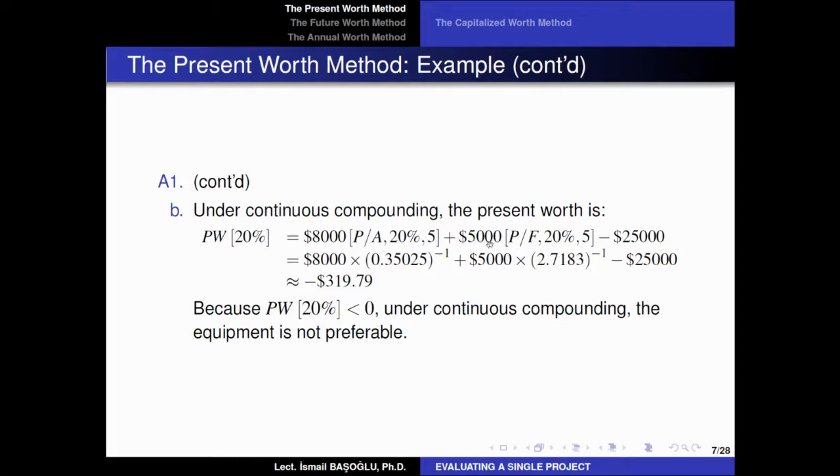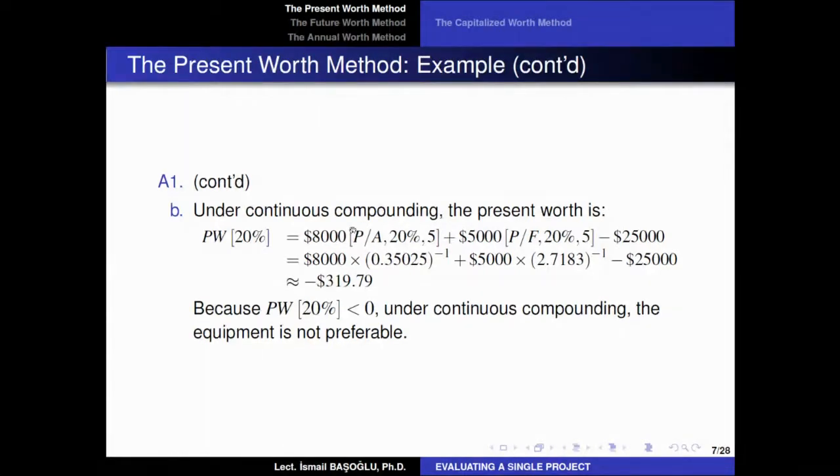Again, the final $5,000, which is paid at the end of the fifth year, is going to be multiplied with the single payment present worth factor under 20% interest rate for 5 years. And we again subtract $25,000 from that. Now, this time we need to check our second table. So discrete payments, but continuous compounding.